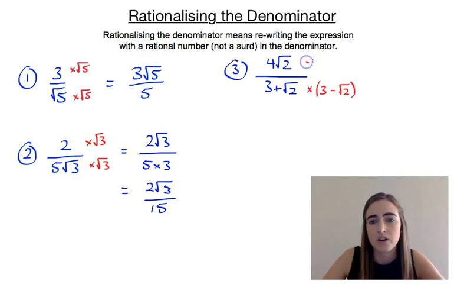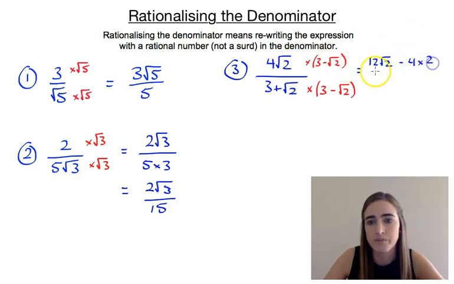So we'll multiply the top by the same thing. So 3 minus root 2. So what's that going to give us? 4 root 2 times 3 would give us 12 root 2. And 4 root 2 times minus root 2 would give us minus 4 times 2. So that's the numerator. And in the denominator, we're going to have 3 times 3 is 9.